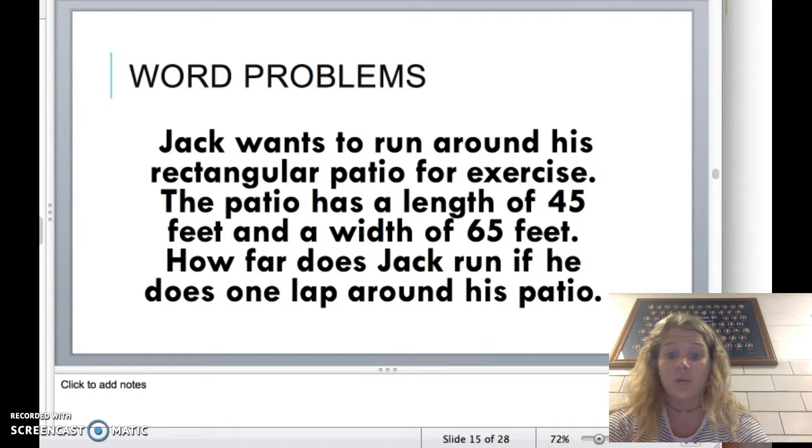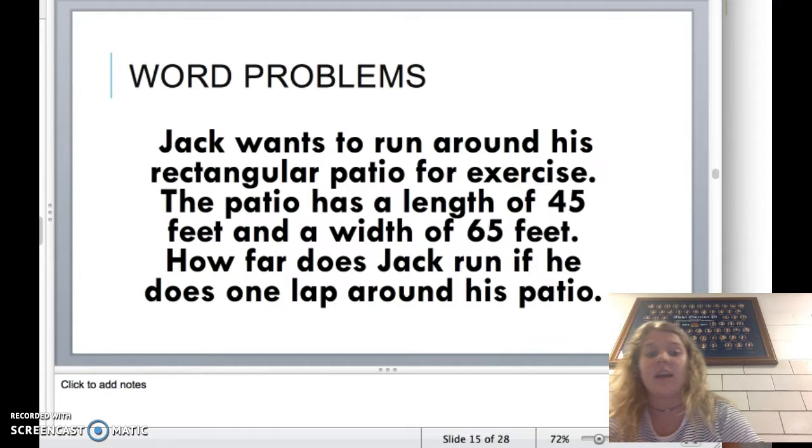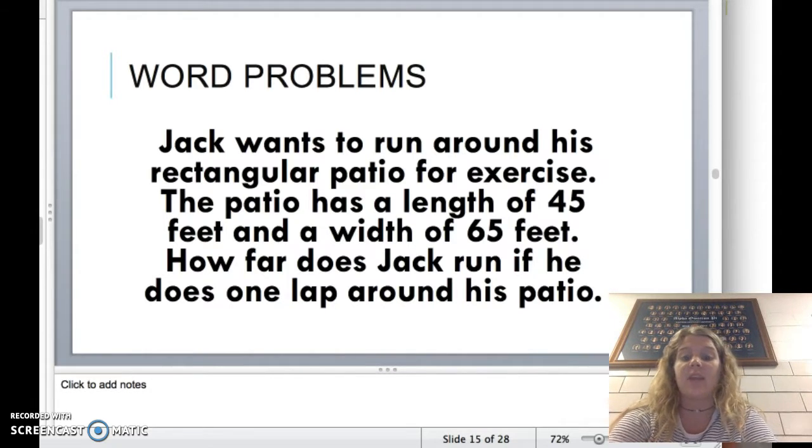And then we would do another one, and it says Jack wants to run around his rectangle patio for exercise. The patio has a length of 45 feet and width of 65 feet. How far does Jack run if he does one lap around the patio?